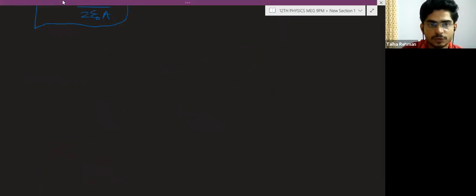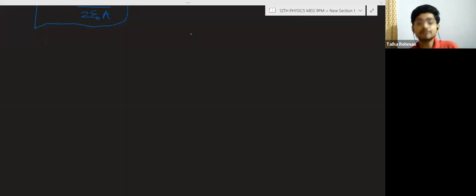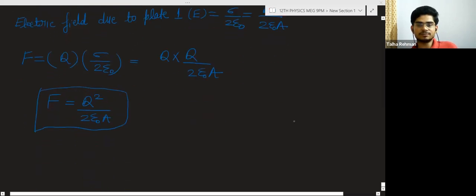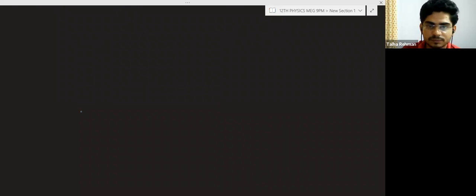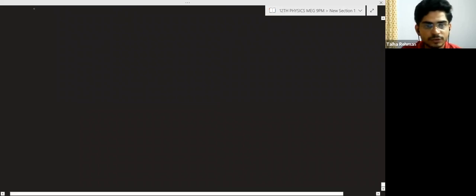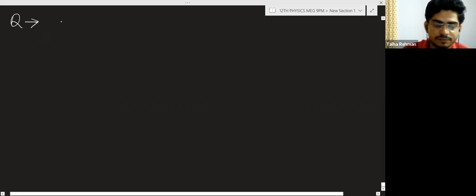So this is the force between two plates. Of course, we are doing numericals now. I am giving you the numerical. Next is numerical. Please have patience. Okay. Because without the concept you cannot solve the numerical. Now you will see we will use all the formulas in this numerical that we have studied.